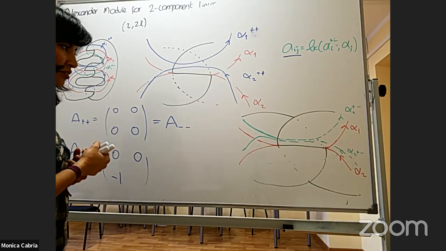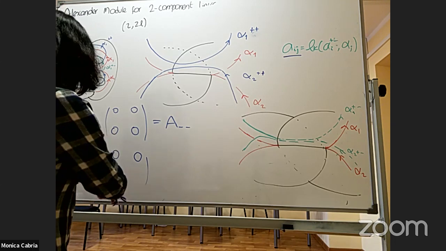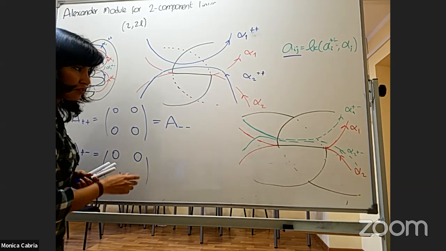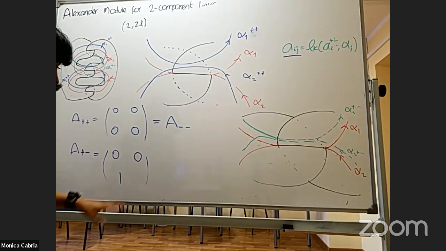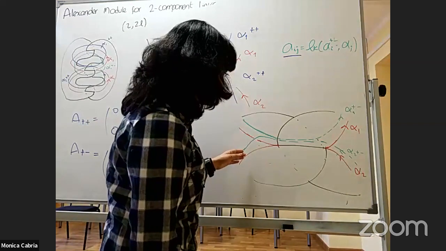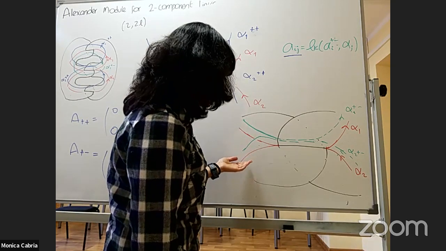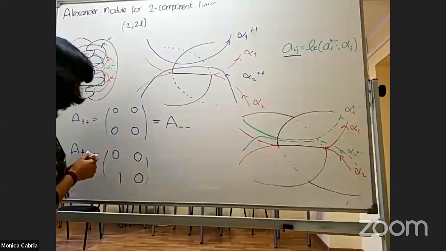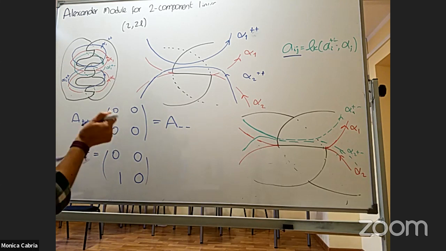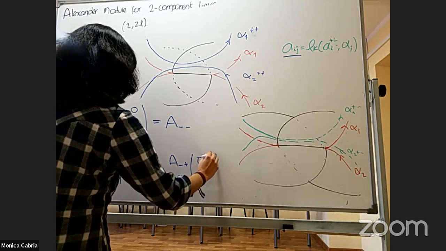Okay, the positive one, right? Yeah, this one comes here. Okay. And what about this? And here also doesn't intersect with H2, right? Yeah, it seems the self linking is zero. Okay. So we have our alpha minus plus will be 0, 1, 0, 0.